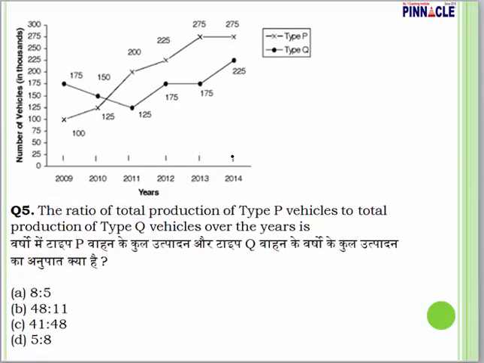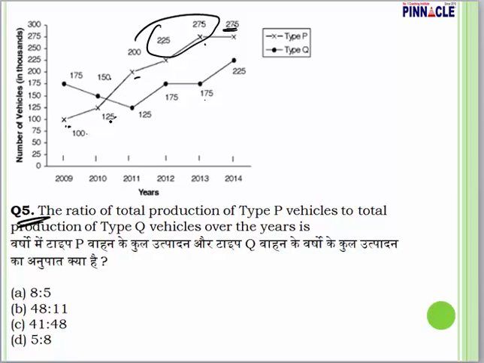Next question, question number 5. Ratio of the total production of type P. Type P is this: 100 plus 25 plus 275, so 275 plus 225 would be equal to 500. 500 plus 300, you can take it 800. 800 plus 200, 1000. 1000 plus 150, 1150.